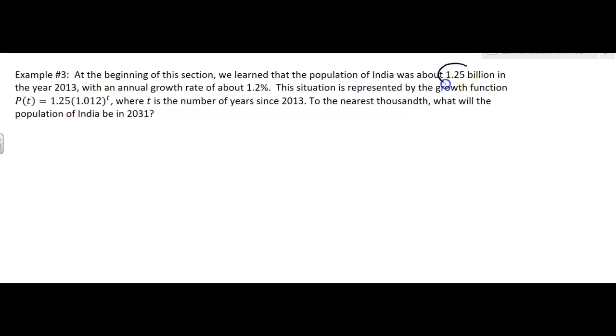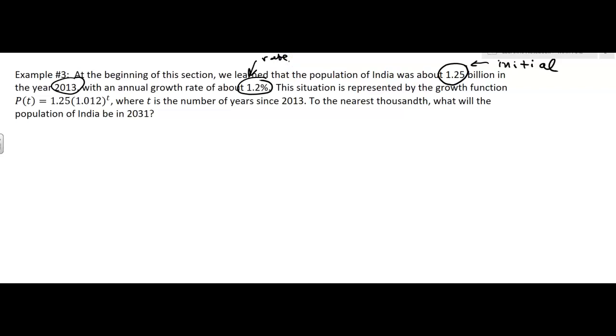First of all, this is the initial amount. Okay, that's how many people were in 2013. This 2013 matters to us as well, that's when we're starting things off, okay? And then it says the annual growth rate of about 1.2%. That's going to be the growth rate, okay?